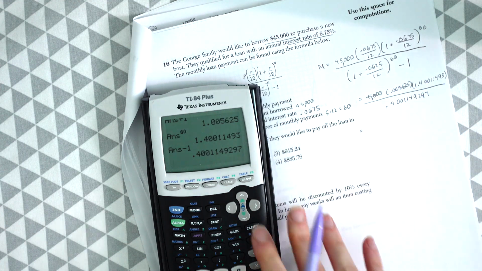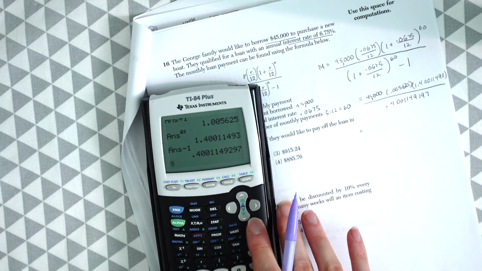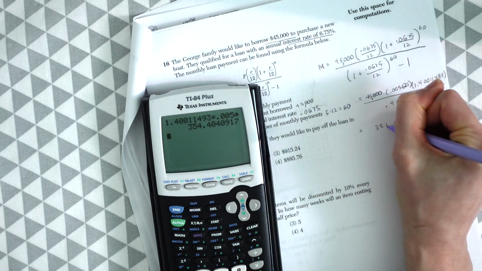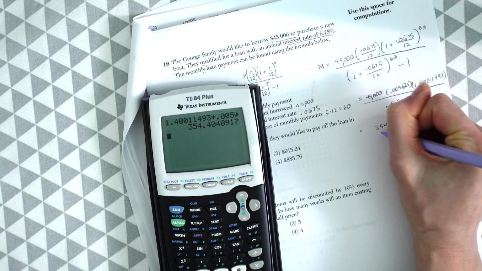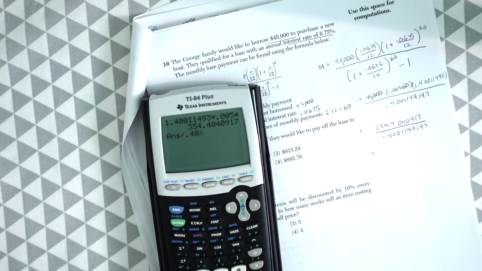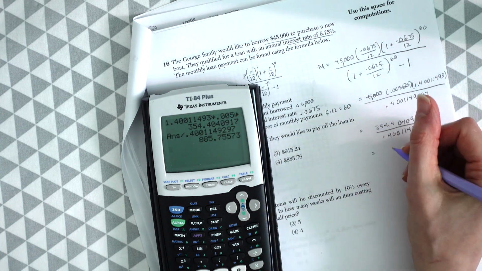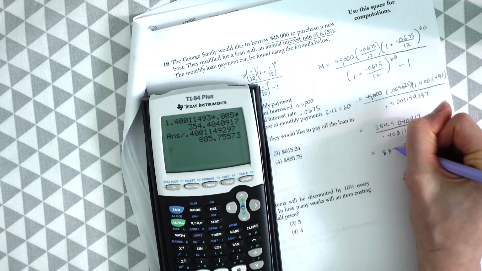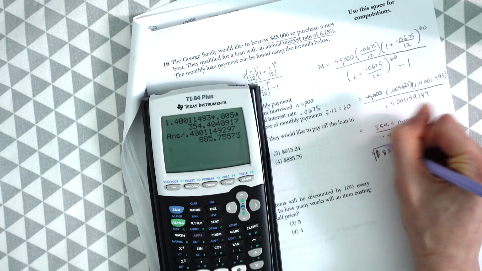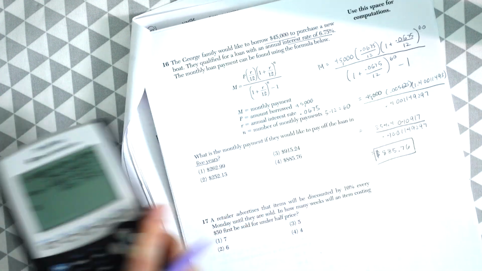Now let's multiply all these top numbers together. We get $885.76. Choice number 4.